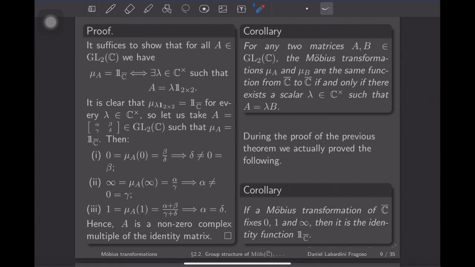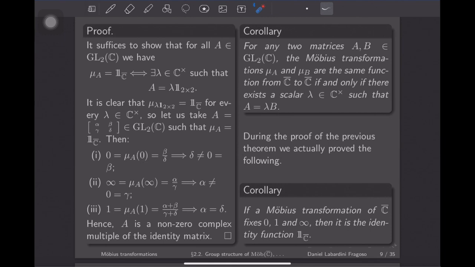Let's see about the proof. It suffices to show that for any matrix, the Möbius transformation associated to it is the identity if and only if it's a multiple of the identity. And I already argued why this is the case for every lambda. Now I only have to show that if a matrix gives me the identity Möbius transformation of C bar, then it is a non-zero multiple of the identity matrix.